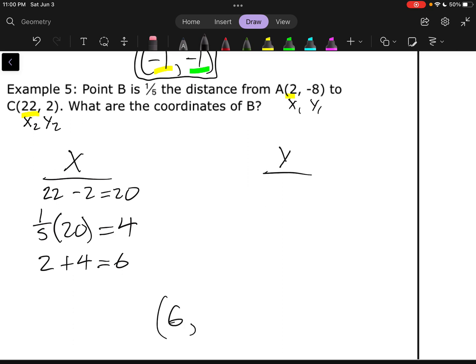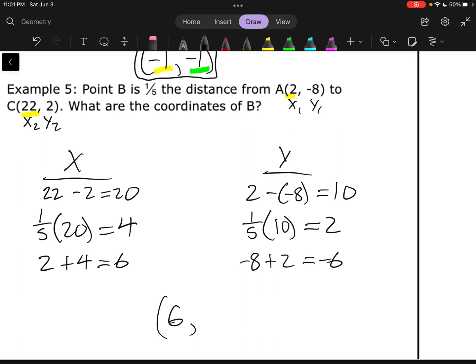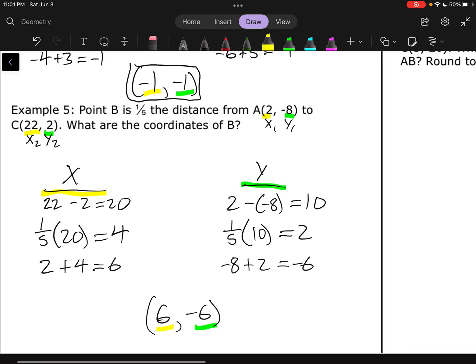Now for the y values. The y value is going from -8 to 2, so we're going to do 2 minus -8 to get 10. 1/5 of 10 is 2. And where were we starting? We were starting at -8, so -8 plus 2 is -6. So once again, our x values gave us that. Our y values led us to the -6. Cool, cool, cool. All right.